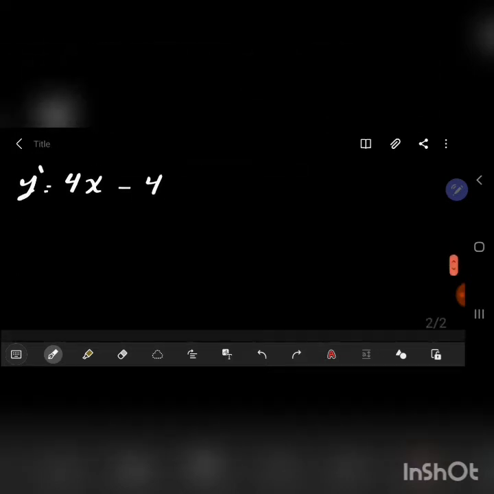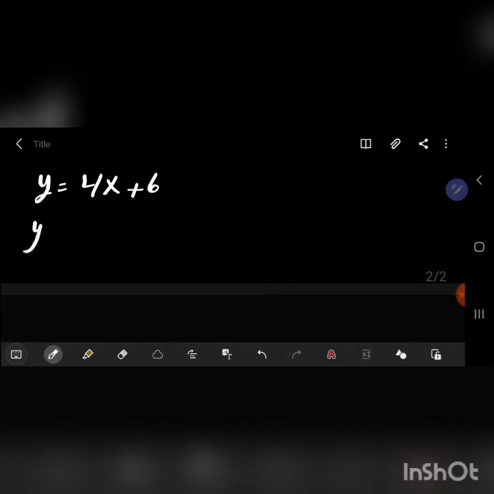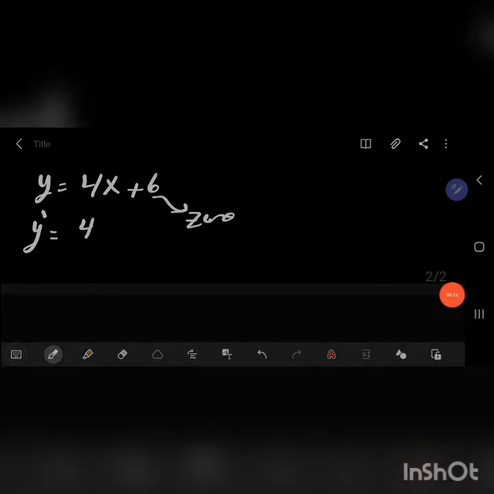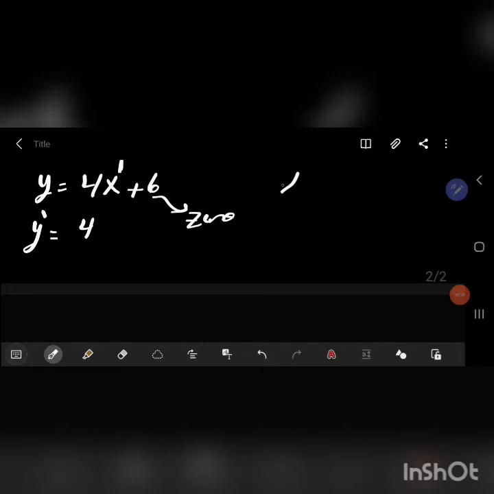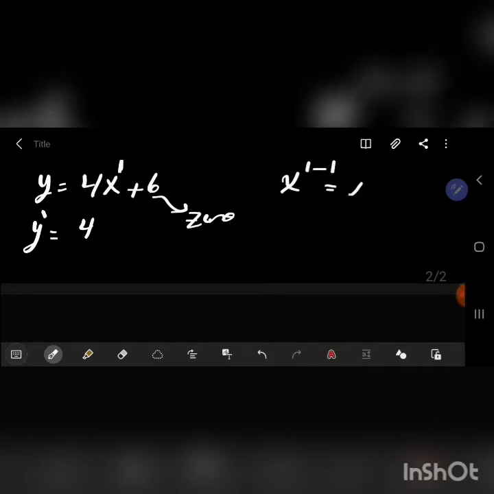Now we will take another example. Y equal 4x plus 6. Y prime will be 4. Why? Because the derivative of 6 is 0. X to the power 1 will be x. 1 minus 1, it will be x to the power 0. Any variable or number with power 0 equals 1. So 1 by 4 equals 4.